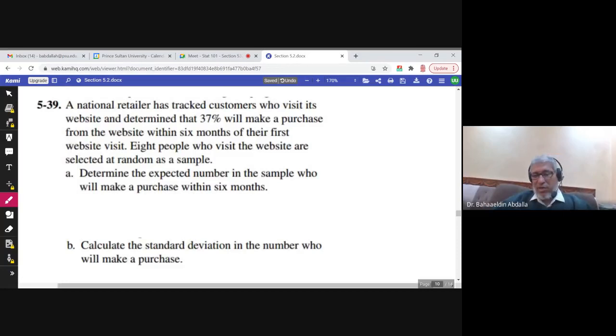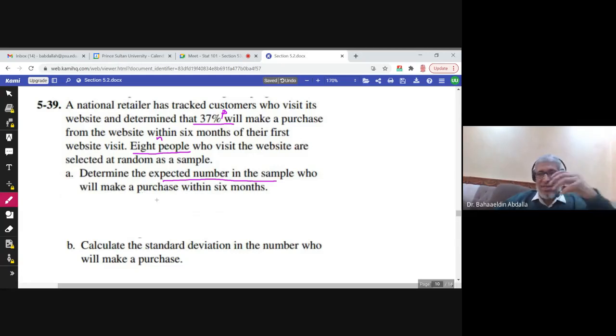Let us solve this question. A national retailer has tracked customers who visit its website and determined that 37% will make a purchase from the website within 6 months of their first website visit. So what is this? Probability. And it could be the probability of success. Of what? Of customers who make a purchase within 6 months. Okay, 8 people, so this is n, who visit the website are selected. So each one of them makes a purchase or not. Okay, that's the experiment. Determine the expected number in the sample who will make a purchase.